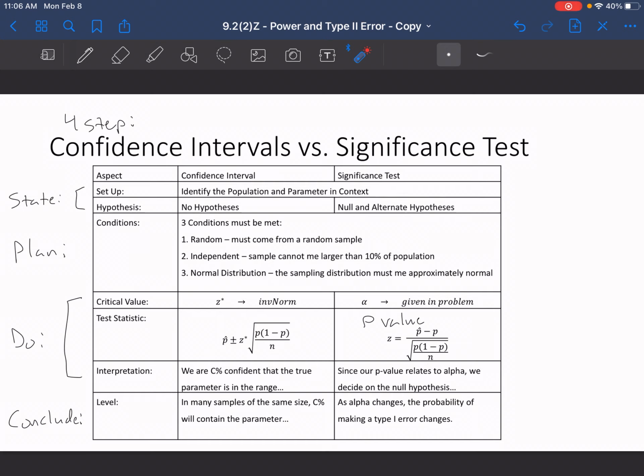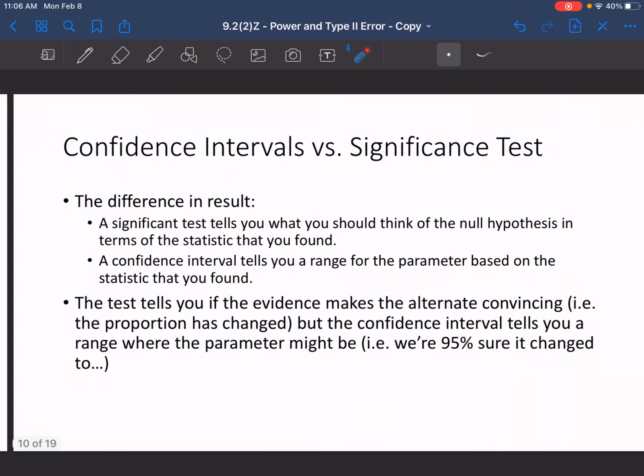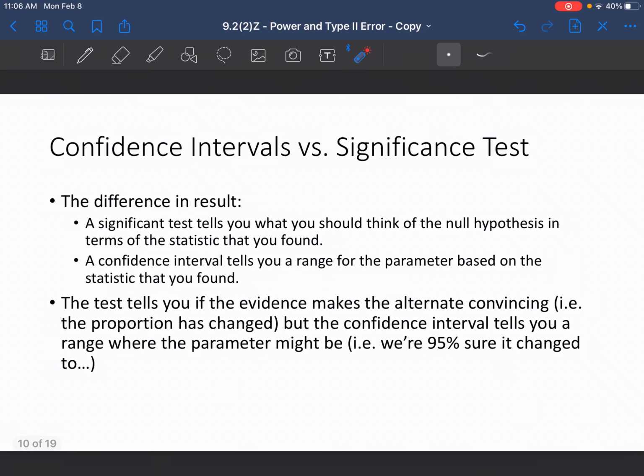Basically. So, we don't necessarily have to include that in our conclusion, but that's kind of what we're going to be looking at here. So again, just wrapping up the difference between these two things, confidence intervals and significance tests. The difference is really in the result. A significance test tells you what you should think of the null hypothesis in terms of the statistic that you found, whereas a confidence interval tells you the range for a parameter based on the statistic that you found.